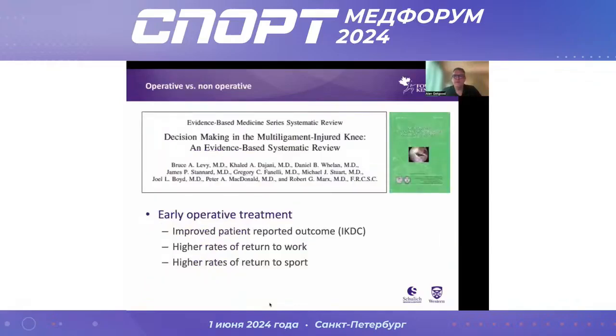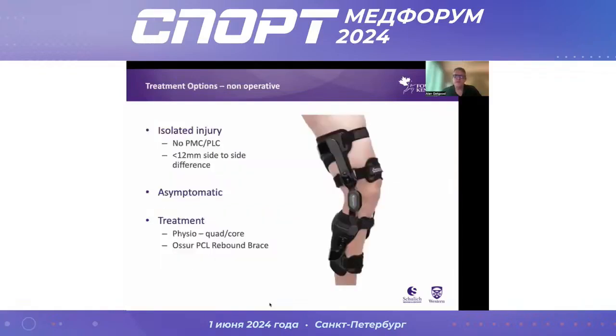So first thing is operative versus non-operative. Well, this systematic review based on numbers of case series would suggest that early operative treatment results in improved patient-reported outcomes, higher rates of return to work, and higher rates of return to sport. Of course, non-operative is still an option, and we are part of a large randomized clinical trial with the University of Pittsburgh that have compared early versus delayed surgery. And some patients have actually managed to do quite well with the delayed approach with some healing.